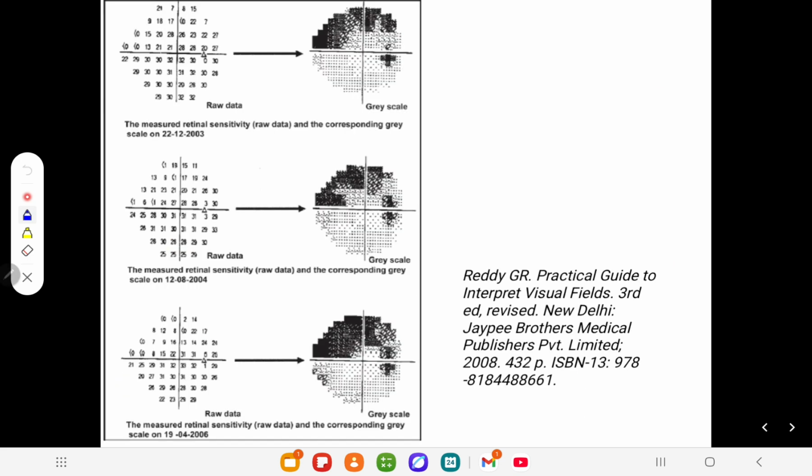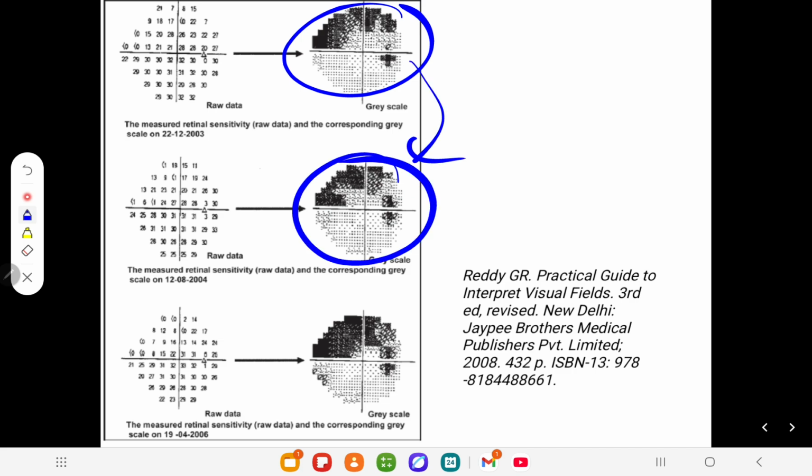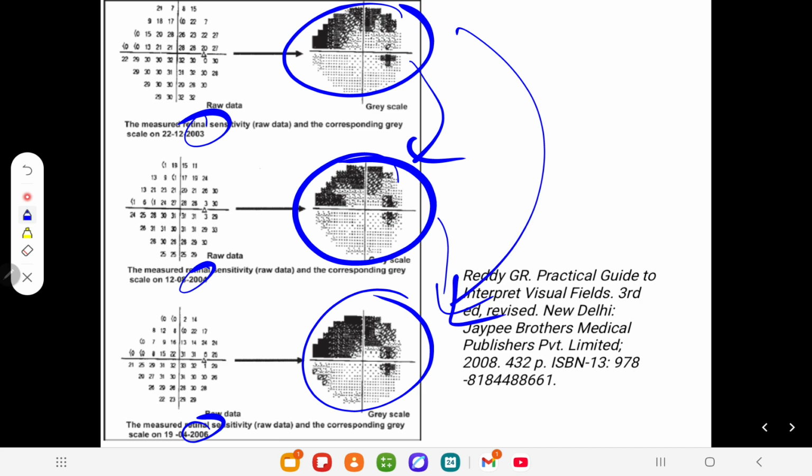So this is the picture I have put, because this is the same case followed up 3 times. Can't you see this grayscale now progresses a little bit, the visual field defect now progresses a little bit, isn't it? So basically 2003, 2004 and 2006: the difference between 2003 and 2004 is very less, but the difference between 2003 and 2006 is very high, isn't it? In the case of grayscale, sometimes we use it to see directly and in a short moment whether there is any change in the long term or not.